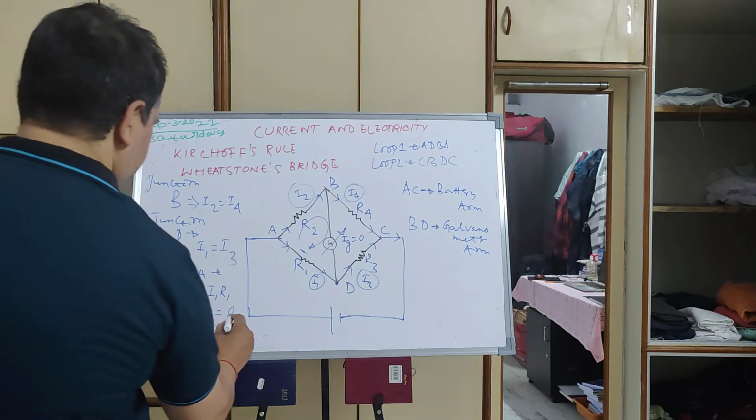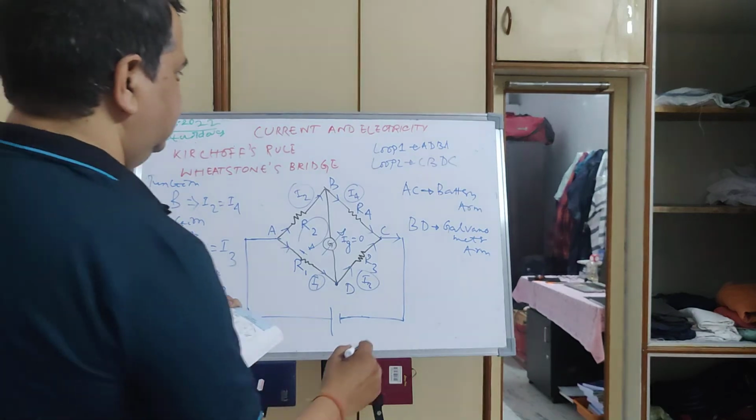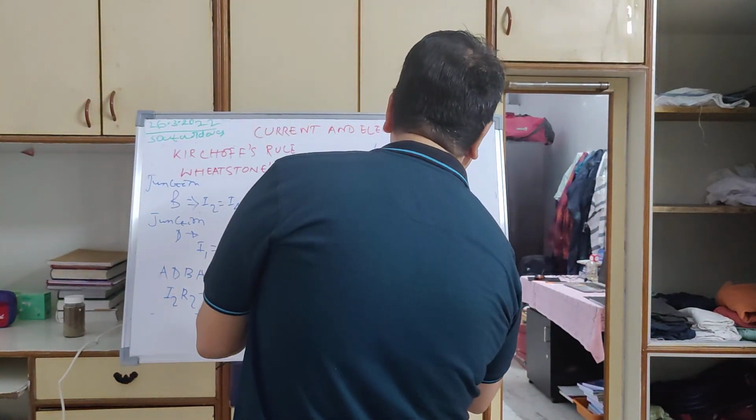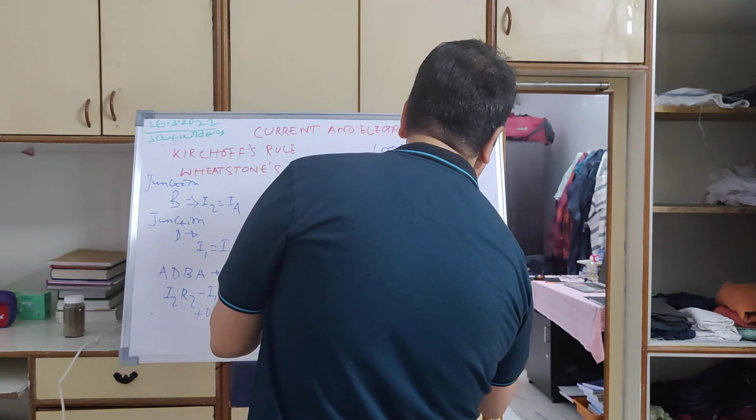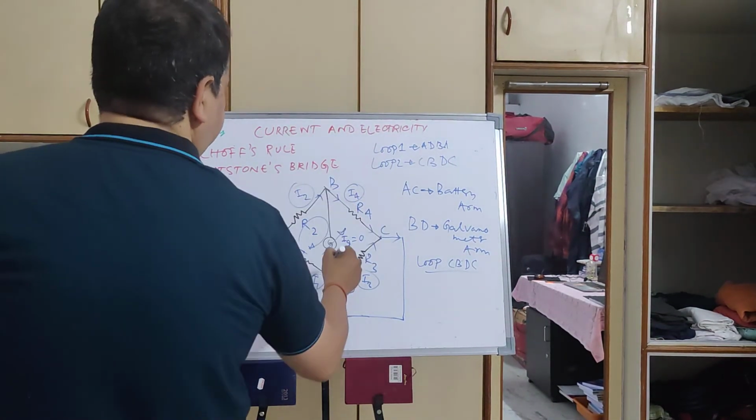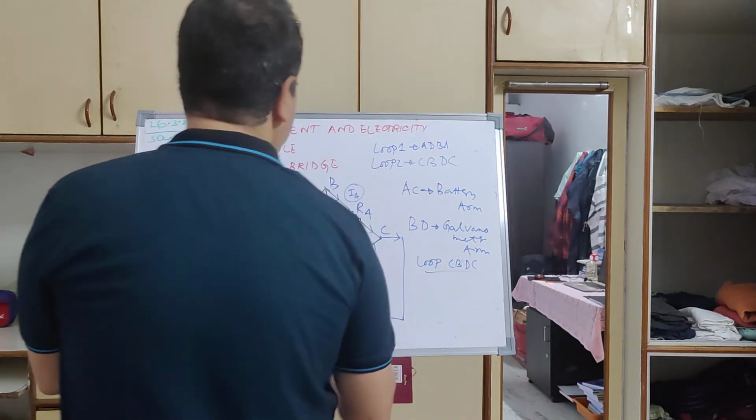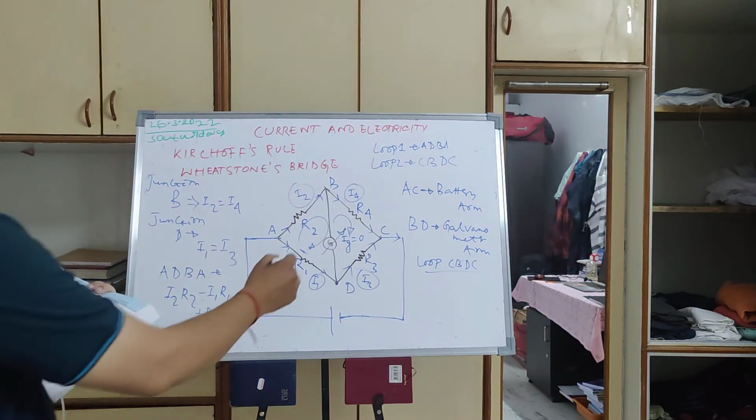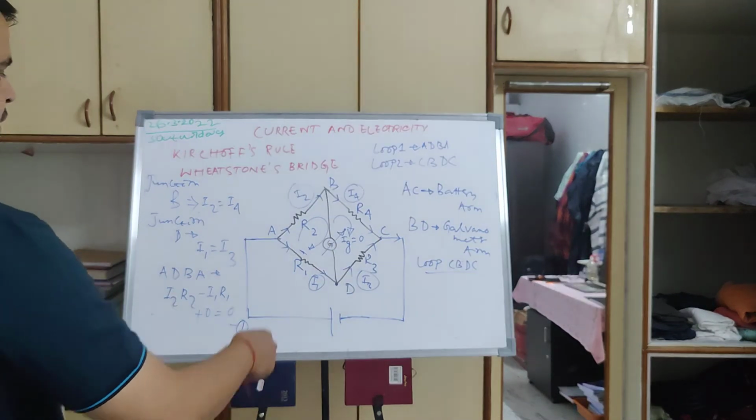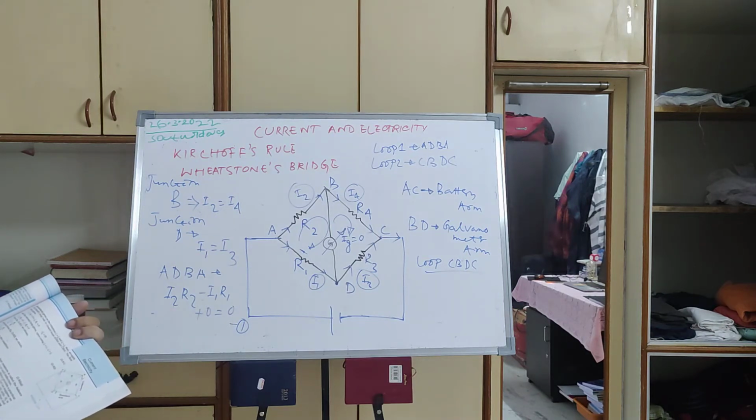This is equation 1, let us say. This is for loop ADBA. Similarly, for loop CBDC, there is another loop, CBDC. Again you apply the loop rule in this direction. R4 is flowing as per this direction, but R3 is opposite. So minus I3 R3.